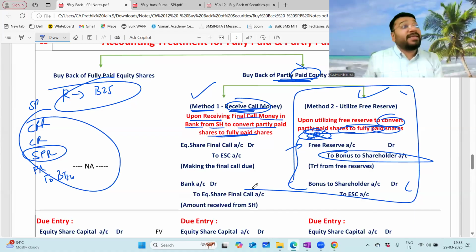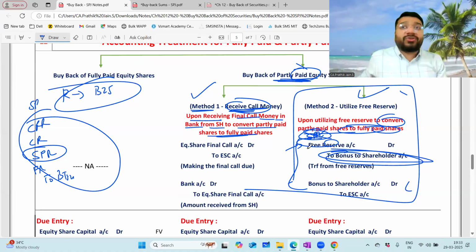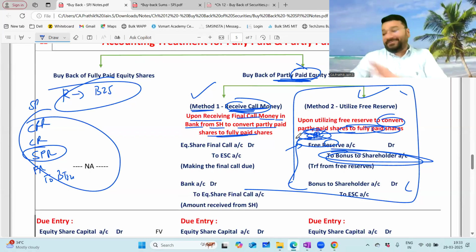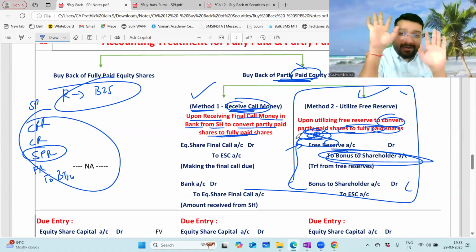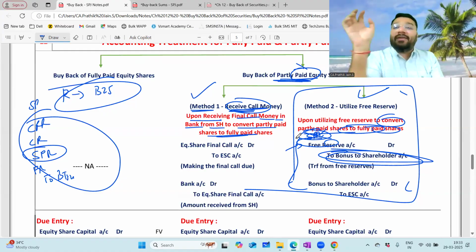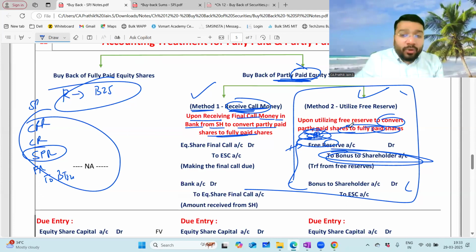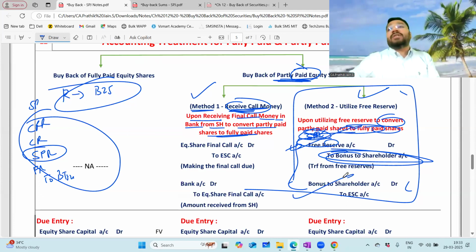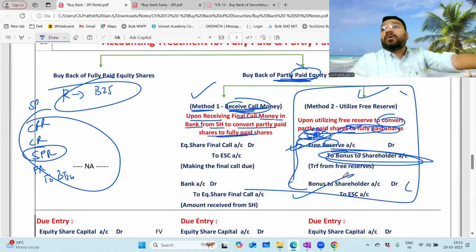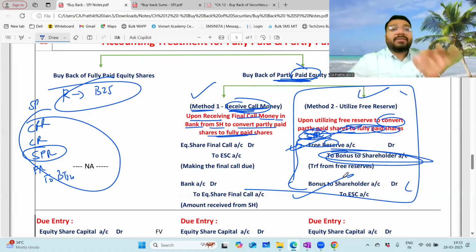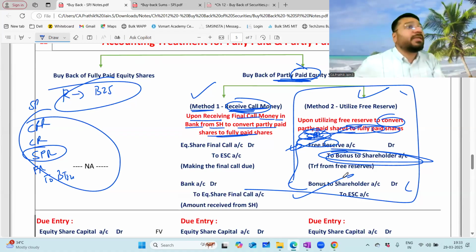In Foundation, the same ICA said what? Free reserve to bonus to shareholder. Now in Intermediate, the same ICA is saying what? Free reserve to bonus share. Instead of bonus to shareholder, they're changing the name to bonus shares. But here also in Intermediate, we have two entries. One is free reserve to bonus shares, and second is bonus share to equity share capital. Whatever entry I've given in your note here, 100% is applicable for your practical questions. I have not given anything out of syllabus. All the entries that I'm discussing here are 100% there in your syllabus.